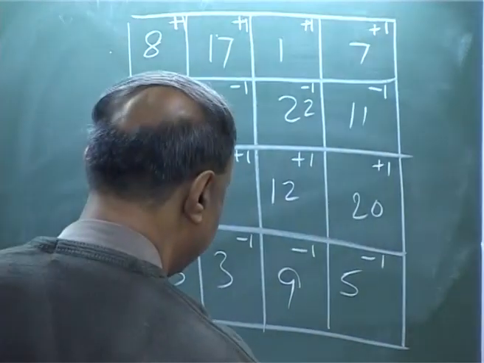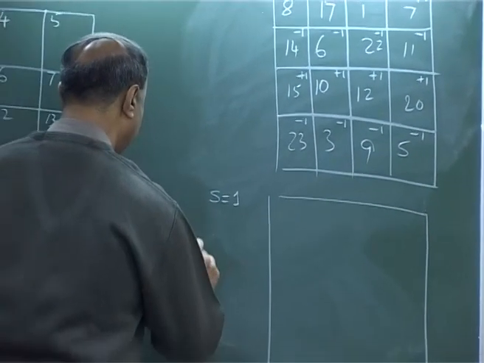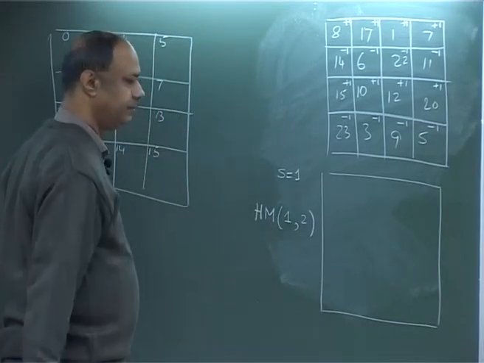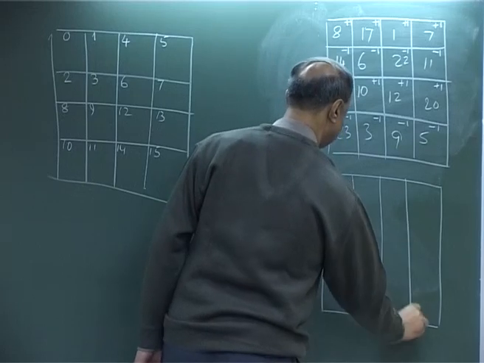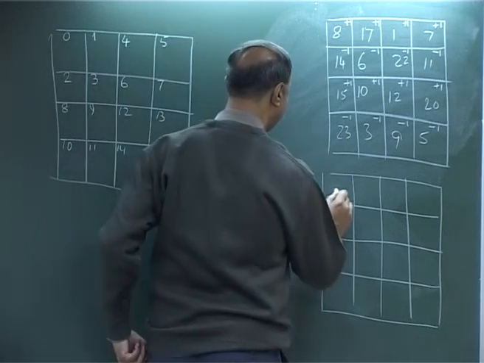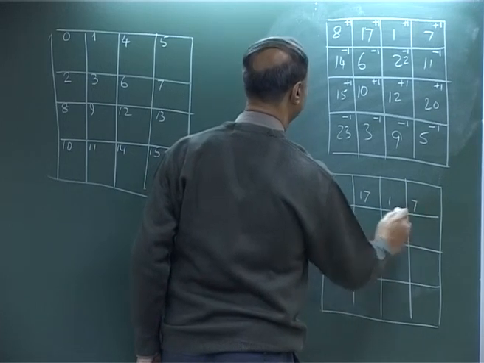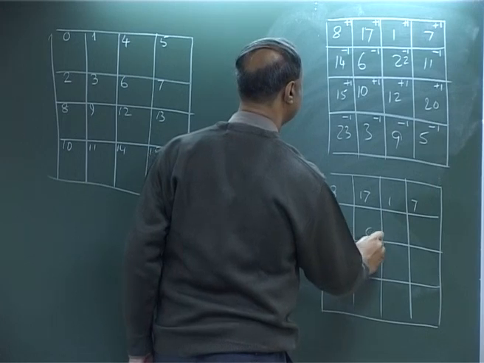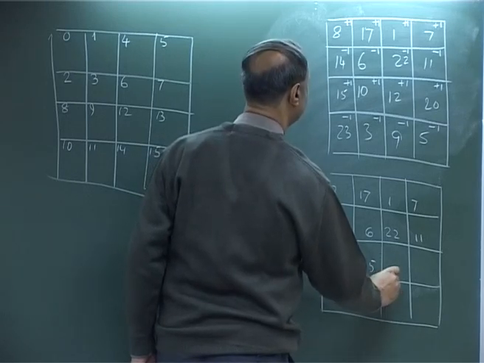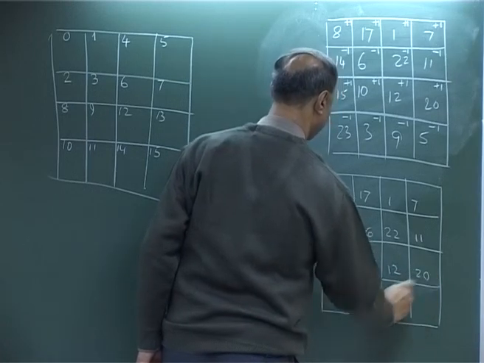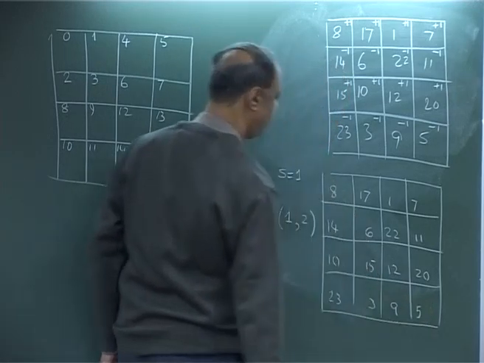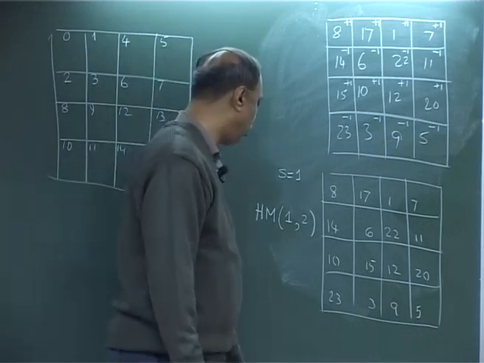Now you will be doing the horizontal merge, K equals 1, 2K, so it is 8, 17, 1, 7, 14, 6, 22, 11, 10, 15, 12, 20, 23, 3, 9, 5, right. Next you will be calling vertical merge 2, 2.